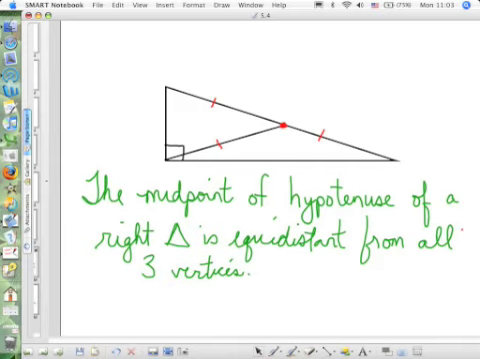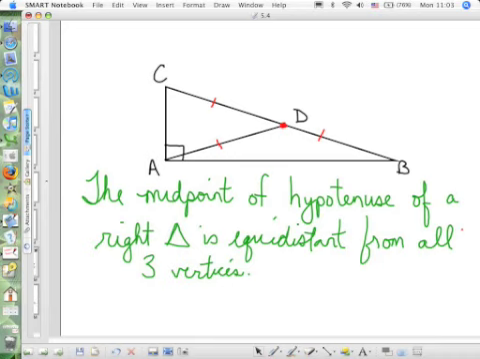Now, what do you call this line segment? Let's put some points on here. What do you call segment AD if it's drawn from one vertex to the midpoint of the opposite side? Starts with an M. Median. It's the median. The median is drawn to the midpoint of the opposite side.